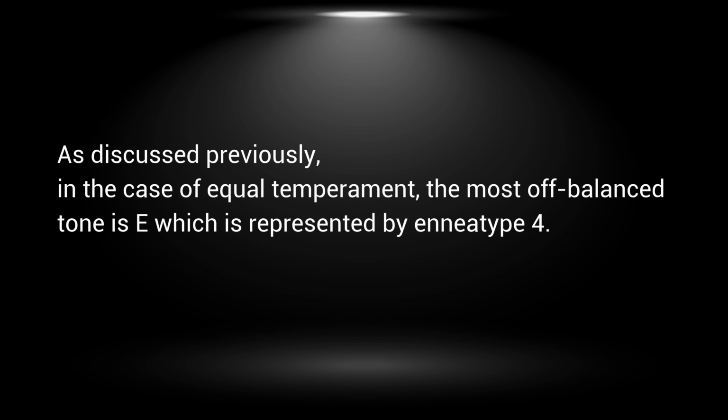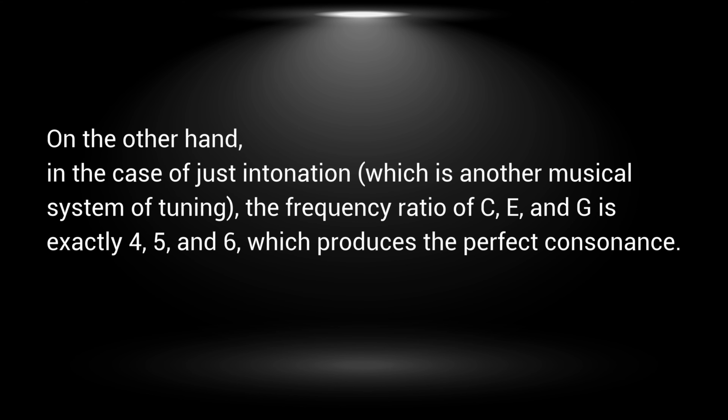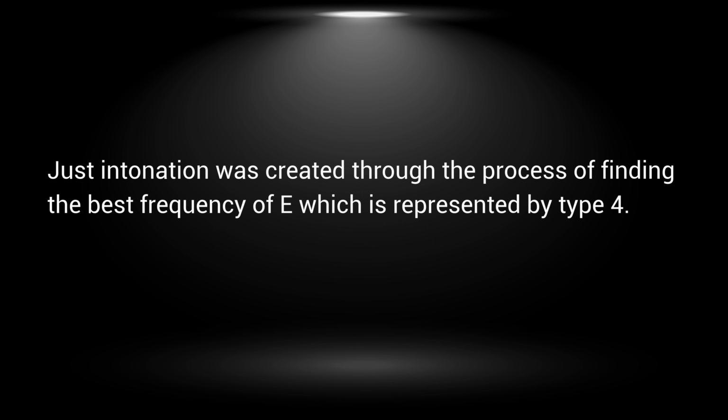As discussed previously, in the case of equal temperament, the most off-balance tone is E, which is represented by Enneagram type 4. On the other hand, in the case of just intonation, which is another musical system of tuning, the frequency ratio of C, E, and G is exactly 4, 5, and 6, which produces the perfect consonance. Just intonation was created through the process of finding the best frequency of E, which is represented by type 4. However, this system has a different type of problem.